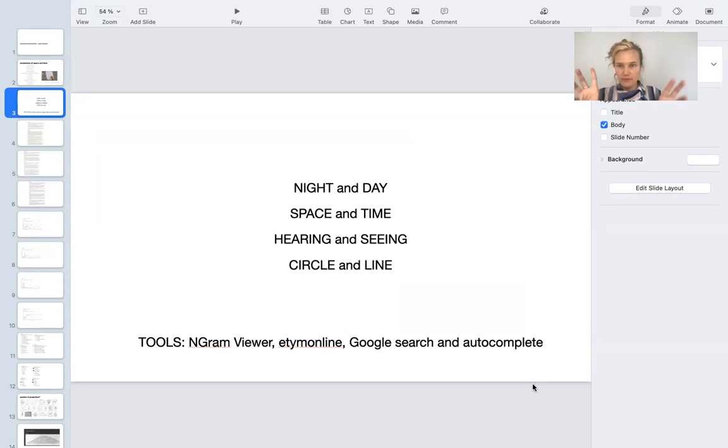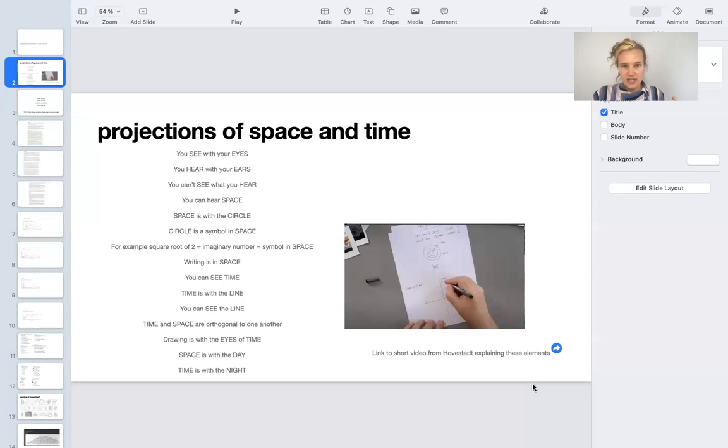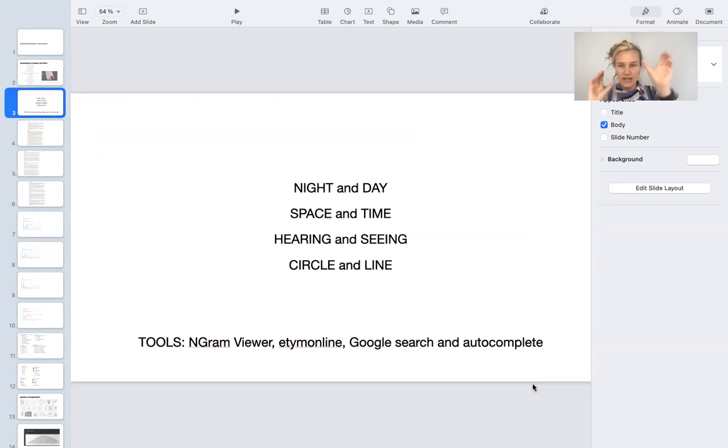To simplify it further, what I wrote in that previous slide: we have night and day, we have space and time, we have hearing and seeing, we have the circle, and we have the line. Without worrying about the reasons why, not yet, we are just treating these as objects to work with.